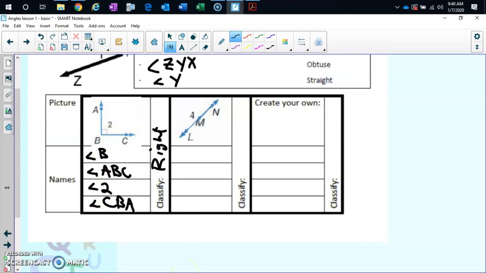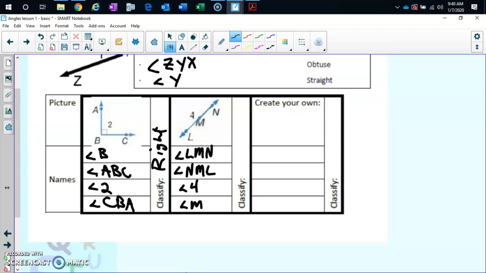Tell me, this one is tricky, okay? Because that's not what you typically think an angle looks like. Give me one way to name this, Mariah. Angle LMN. Give me another way to name it. Angle NML. Give me another way, Lawrence. Angle 4. And last but not least, angle M.